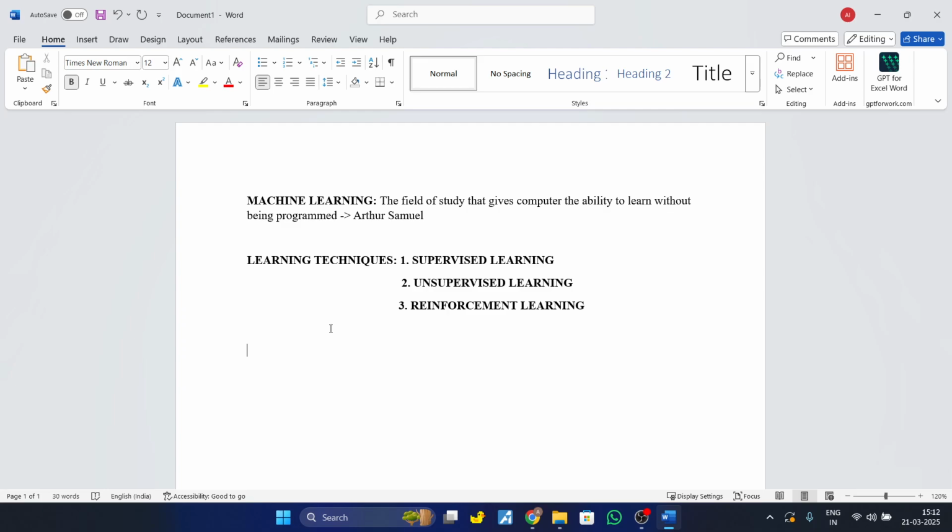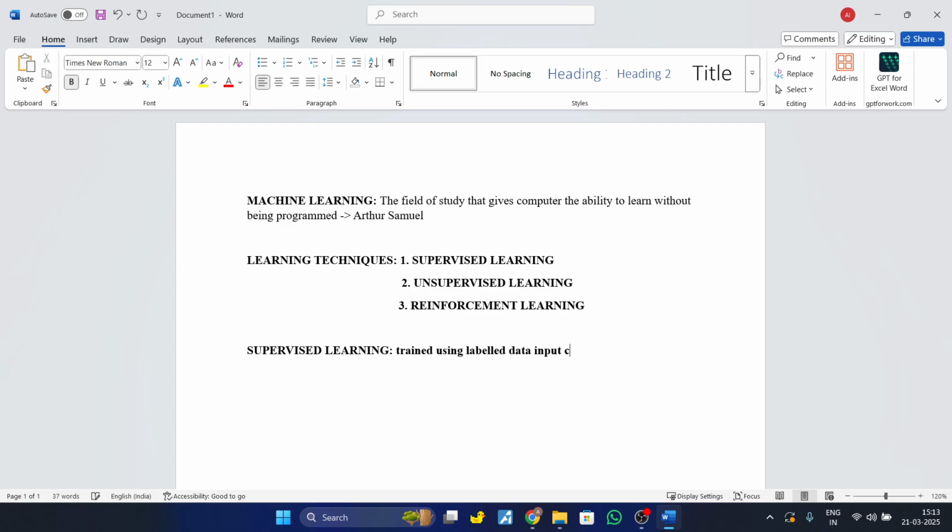Some of the algorithms that use supervised learning are linear regression, decision trees, and SVMs, support vector machines. So let me just write down what I just said. Supervised learning: basically what I said is supervised learning is trained using labeled data.